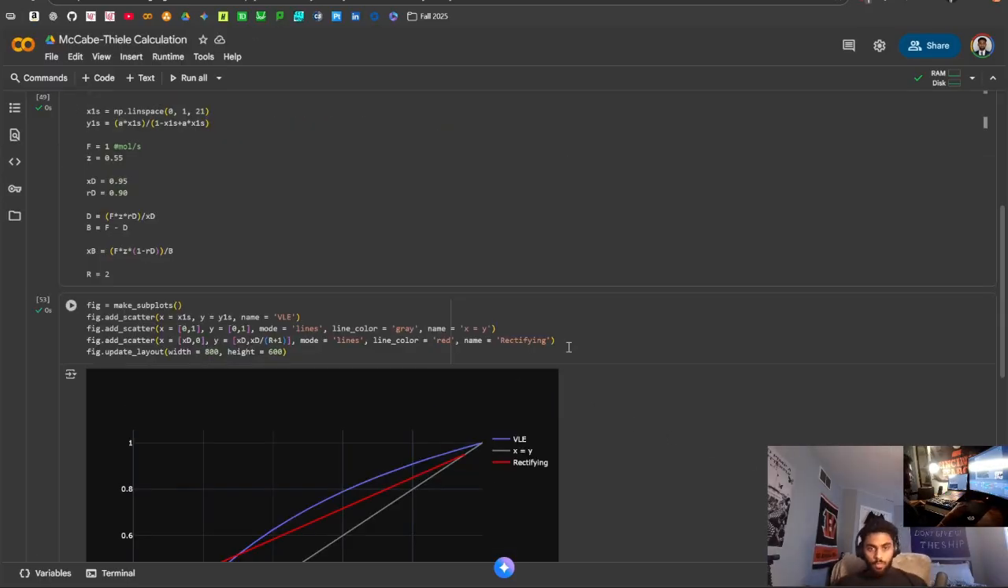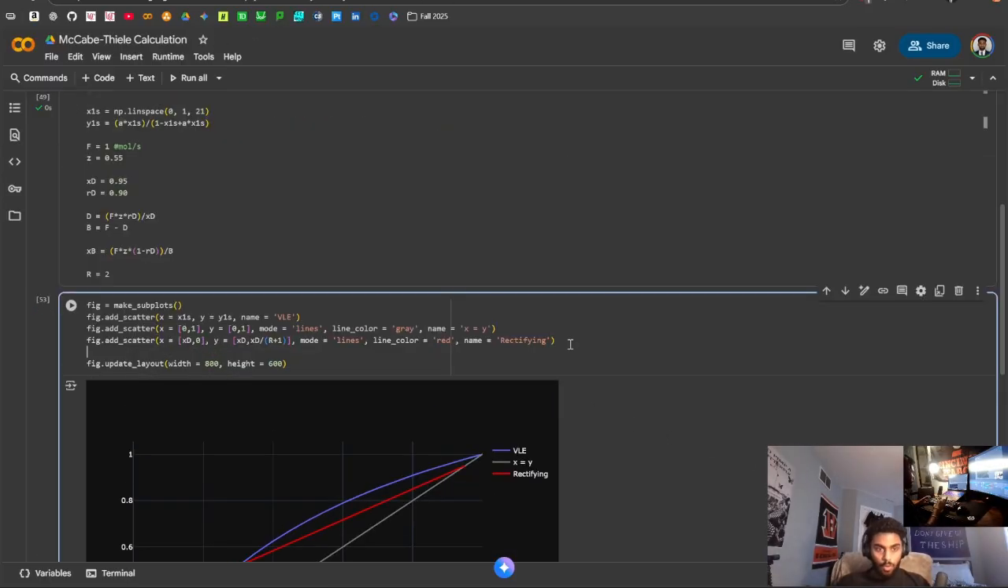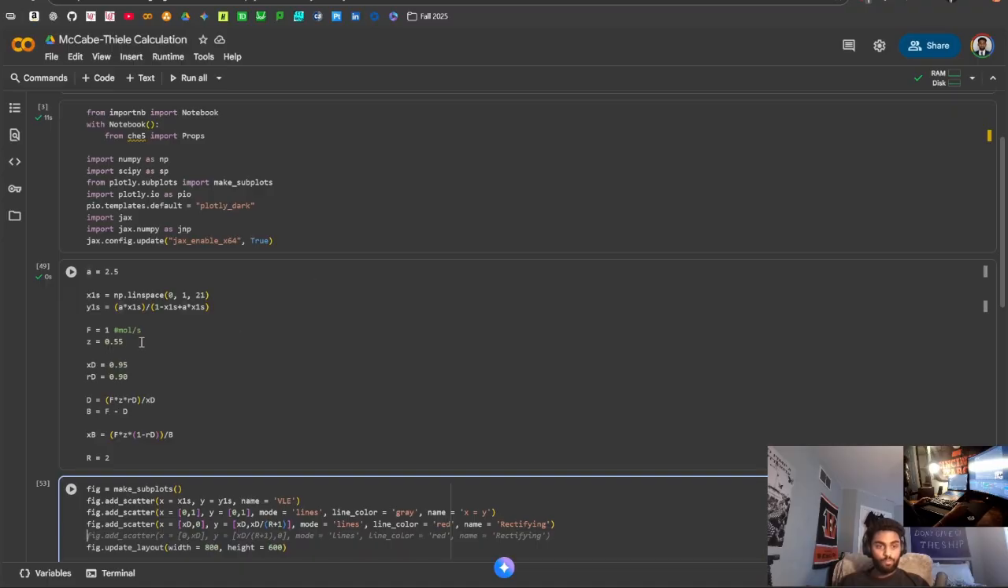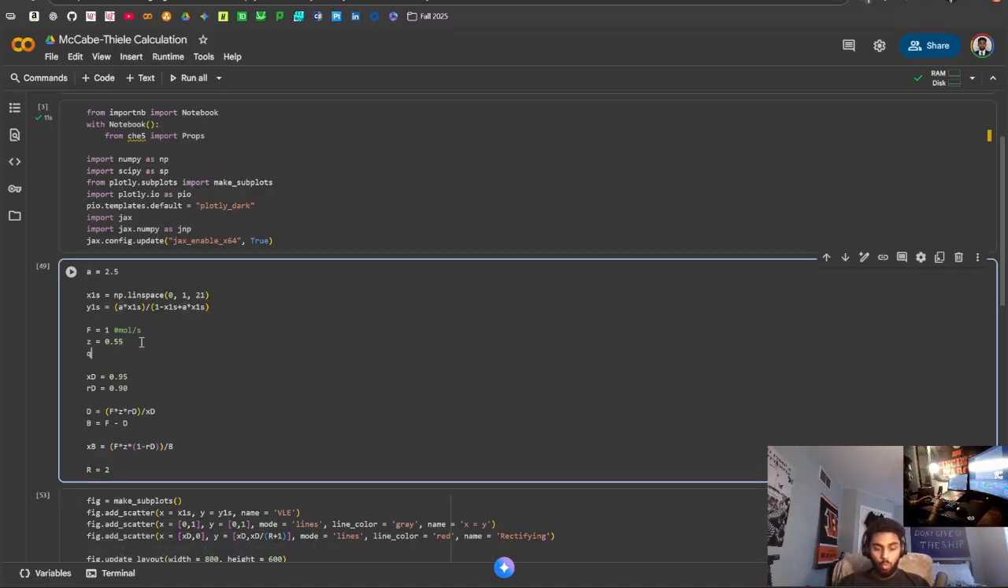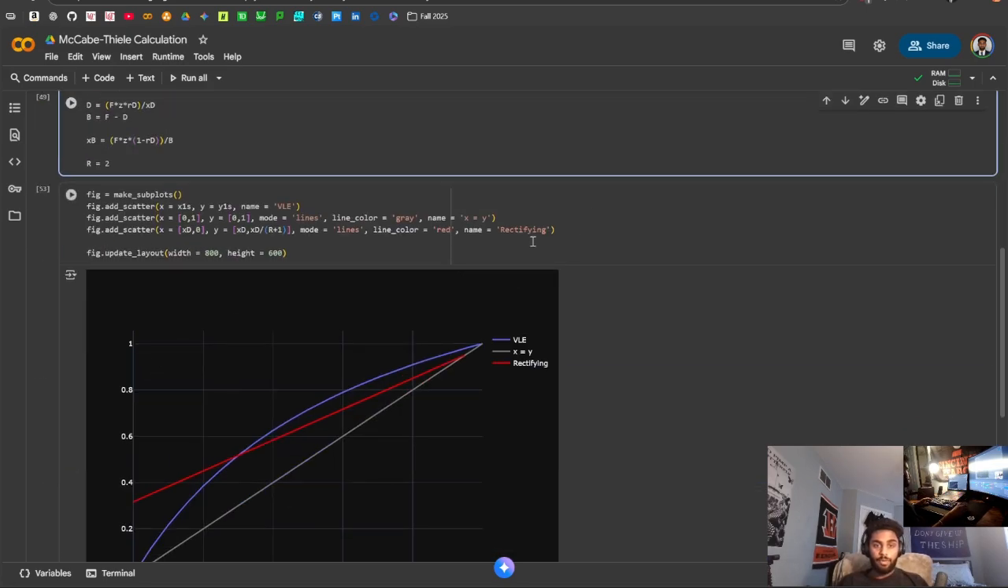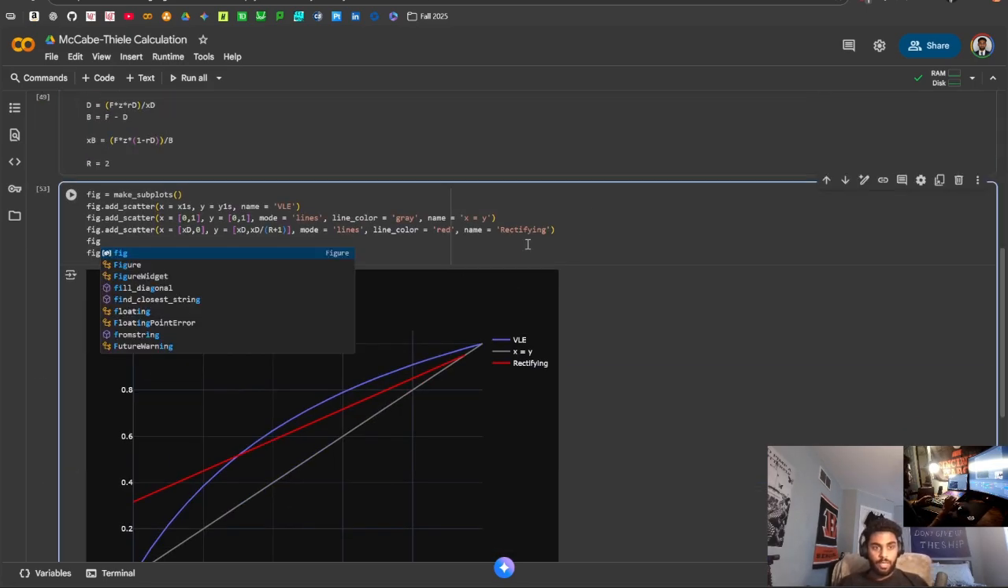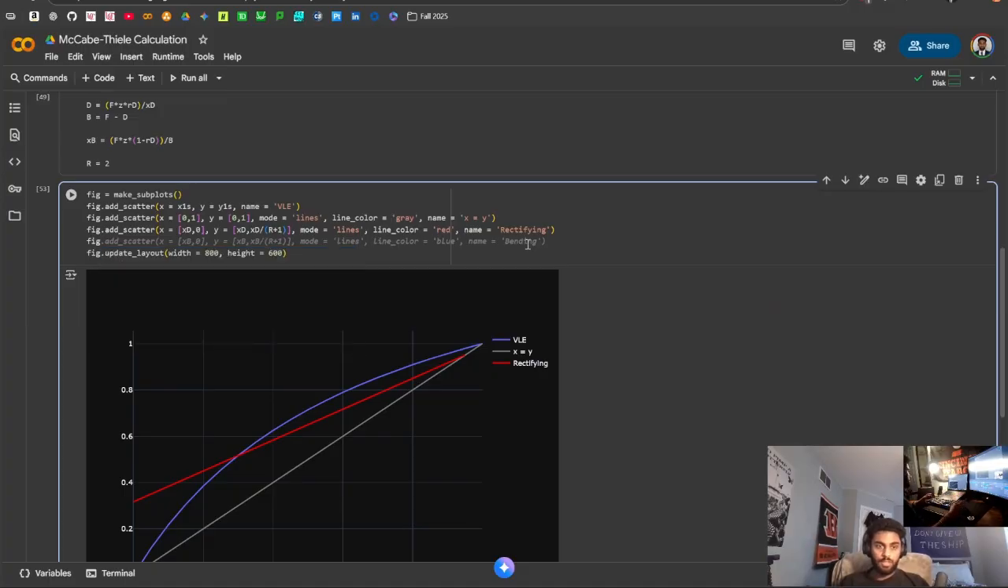So next, why don't we go ahead and do the same thing for our Q line. For the Q line, we need to add one more constraint, which is our feed quality. So we'll set that equal to 1. Let's say that we have saturated vapor. Why not? And it's a very similar process now. So we're going to add another scatter. Let's just let it autocomplete for us.